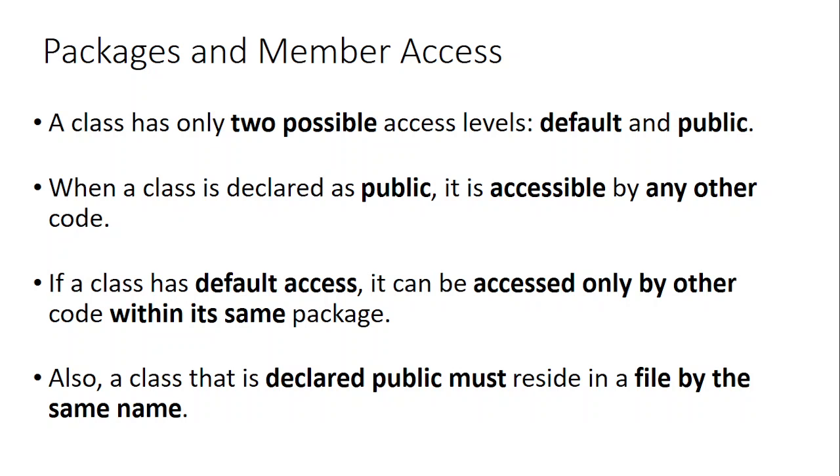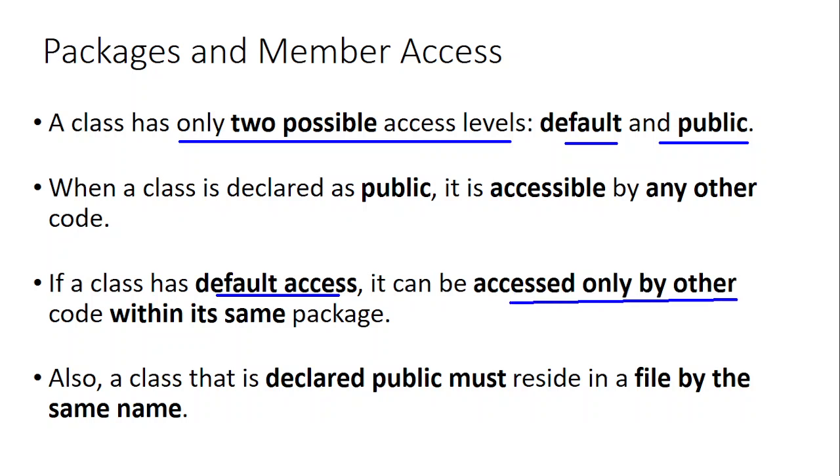A class can have two possible access levels. One is the default, the other one is the public. Now I have already told you that if the member access is default access, then it can be accessed only by other classes which are within the same package. However, if you declare a class as public, that means it will be accessible to any other code or any other class which is outside this particular package. Public means it is publicly visible.